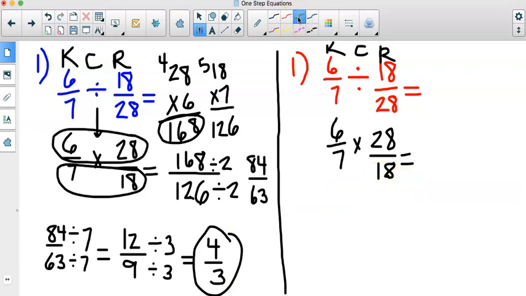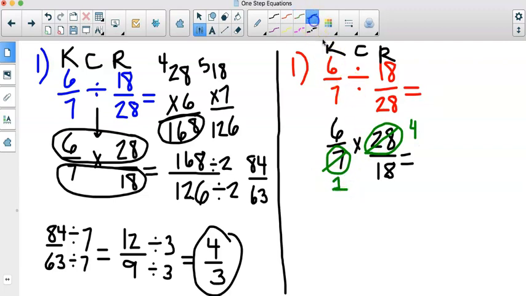You might have seen this in classes before, but what you can do is you can look diagonally. Look at the 7 and look at the 28. What can you divide them both by? They're both divisible by 7. So what I'm going to do is I'm going to just say out loud, 28 divided by 7 is 4. 7 divided by 7 is 1.